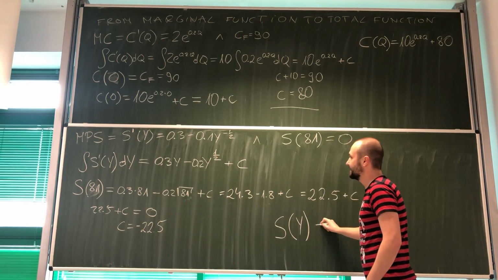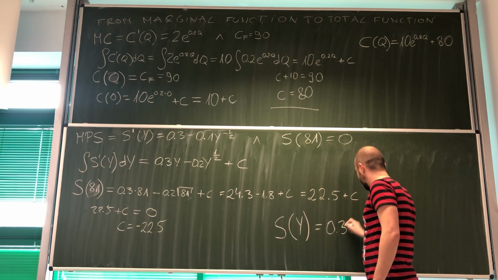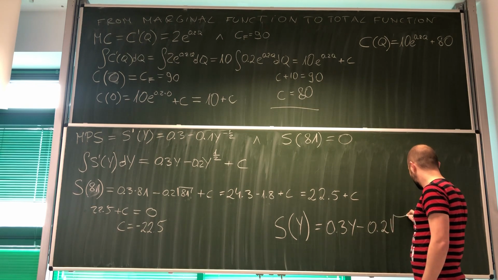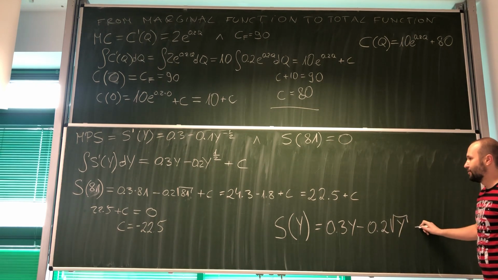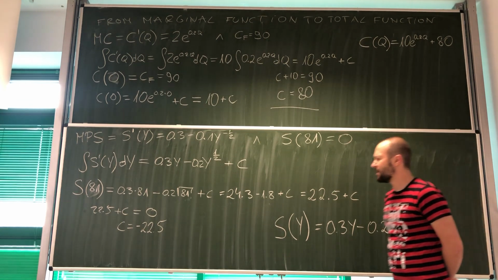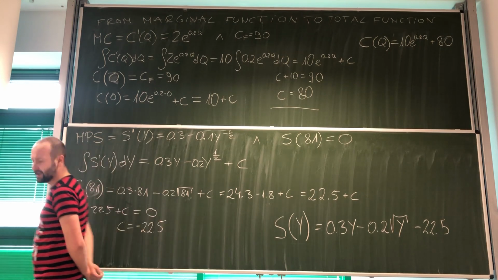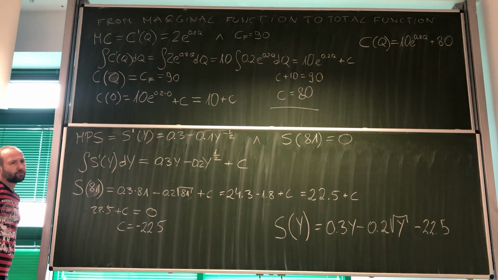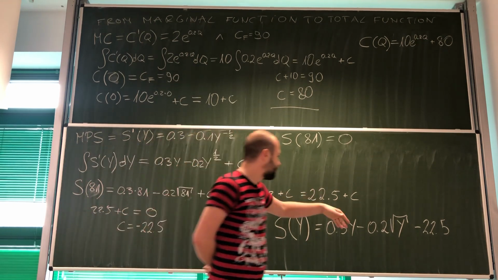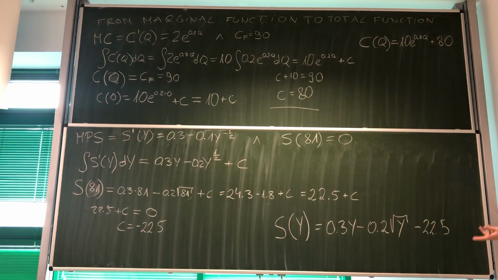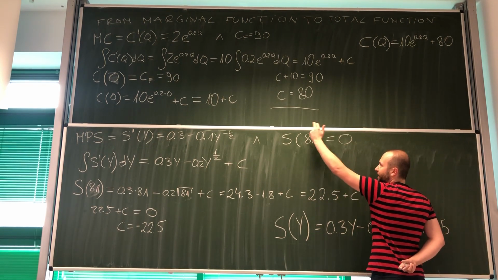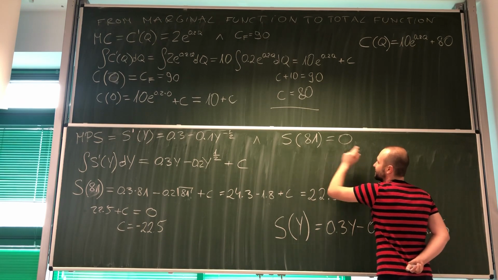Okay, so finally, our savings function can be written as 0.3y minus 0.2 square root of y minus 22.5. Okay, and let's stop for a second. The answer is definitely correct, but let's discuss some finer points of this result. Does it make sense? First, if income is 81, we get that savings are 0.